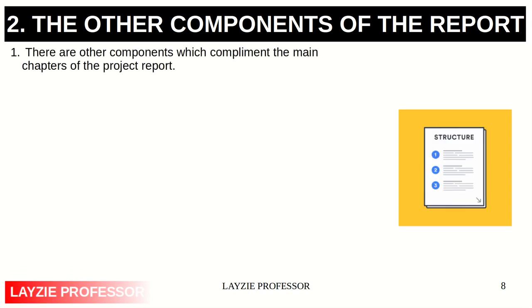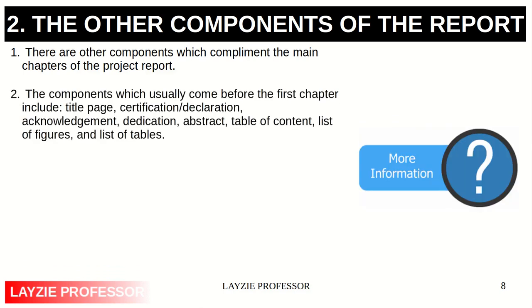So typically, apart from the main components that I've discussed before, there are some other components which will be present in your project report, which will complement the others. Some of these components may come before your first chapter, and some may come after your last chapter. The ones that come before your first chapter include things like the title page, the certification or declaration, acknowledgement, dedication, abstract, table of contents, list of figures, and list of tables.